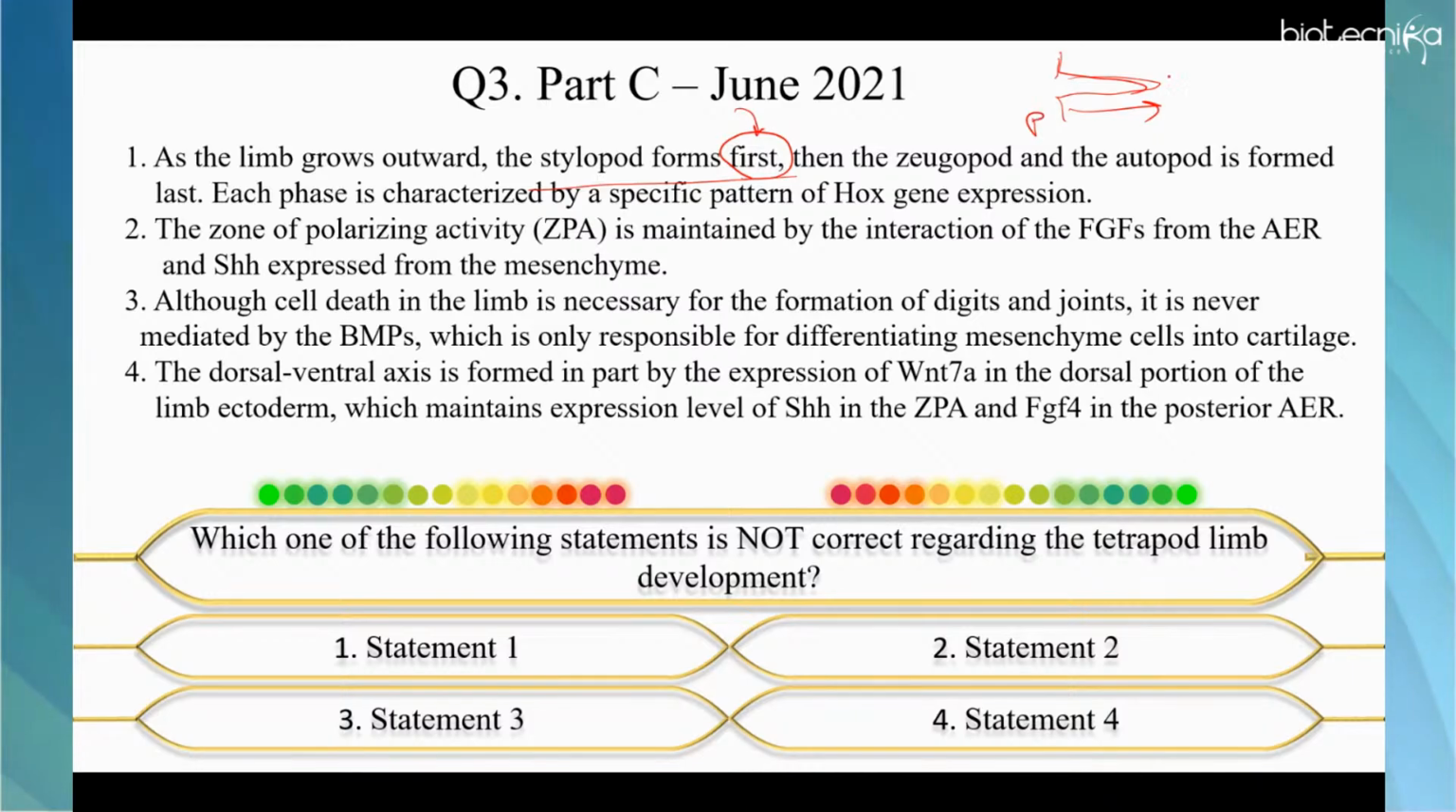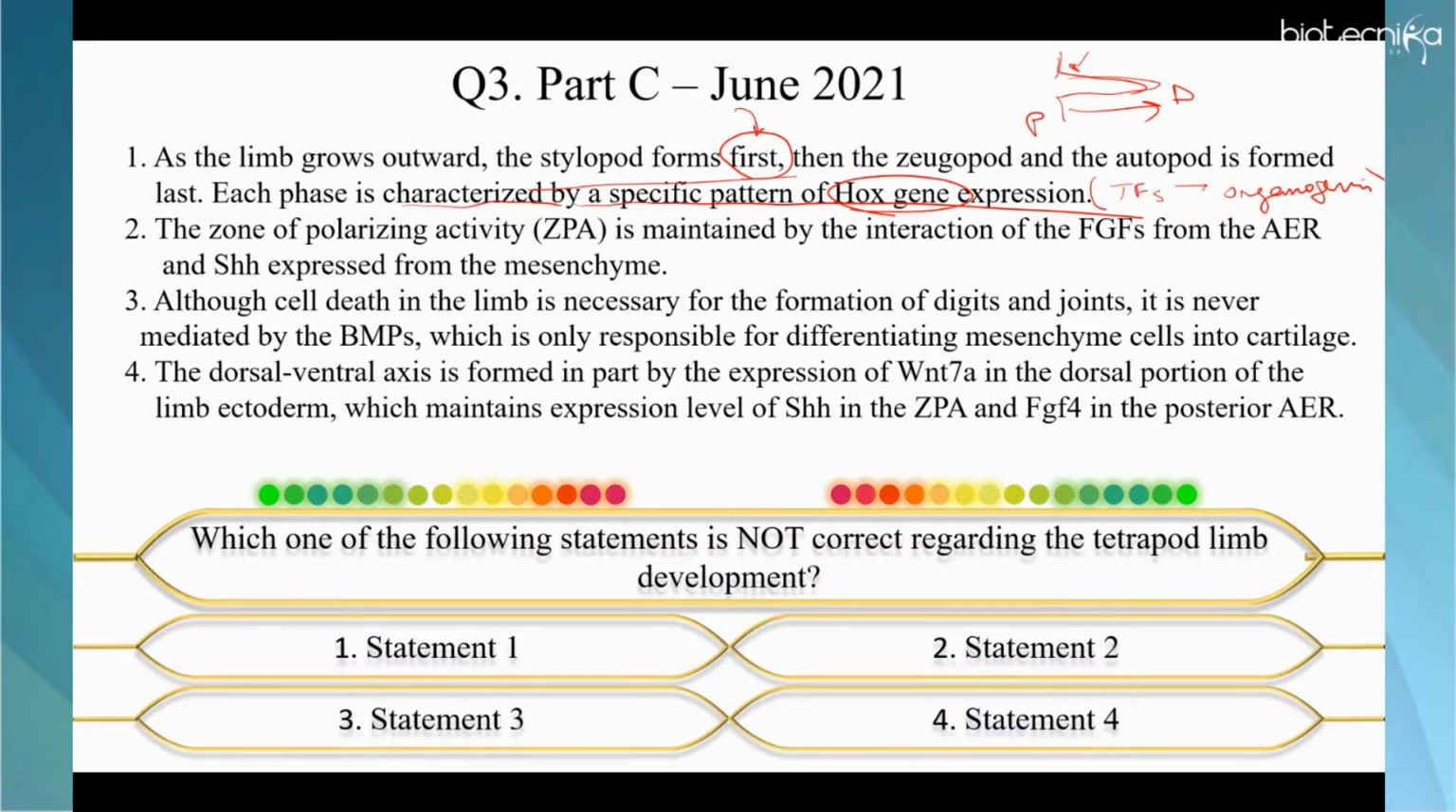Proximal means closer and distal means further away. So obviously the shoulder part will form first. You should know which is the shoulder part, and each phase is characterized by a specific pattern of Hox expression. So, what are Hox genes? They are conserved sequences throughout many organisms. And most importantly, they are a group of transcription factors which can control the genes of organogenesis. Ultimately, what structure has to form in a certain region of the limb?